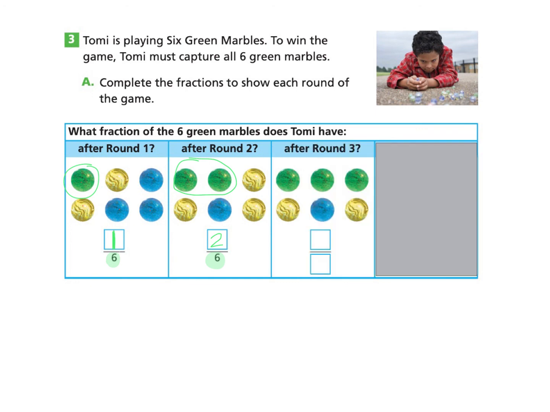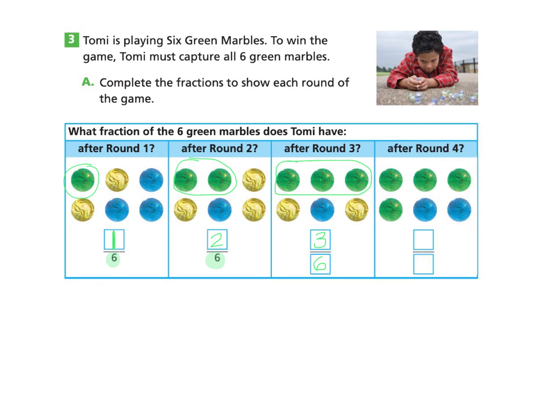Now let's look at round 3. We find that there are still 6 marbles in the group. 1, 2, 3, 4, 5, 6. So we will write in 6 as the denominator, or the amount of equal parts in the whole, or in the group. Then we see that there are 3 green marbles. So we will write 3 as the numerator, because this is the amount of parts that we are counting. We are looking for those green marbles. So we have created the fraction 3/6 for round 3.